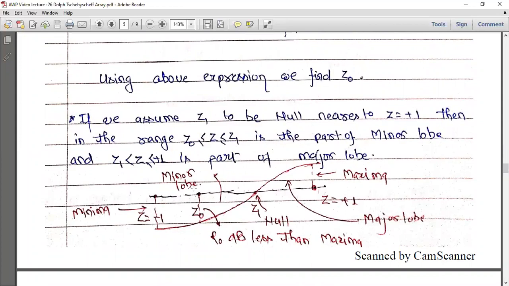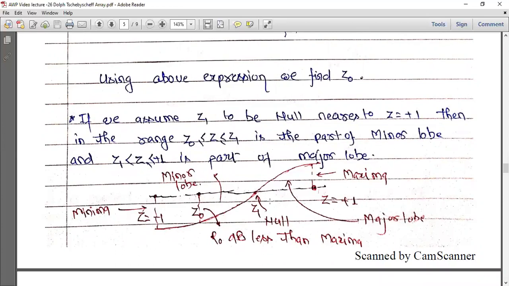So this is the position z equals z0, where the amplitude will become this value, and this value is R0 dB less than this particular value. So you are having 3 points: z0, z1, and z equals plus 1. If we assume z1 to be the null nearest to z equals plus 1, then the range z0 to z1, this is the range we are talking about, is the part of the minor side lobe.